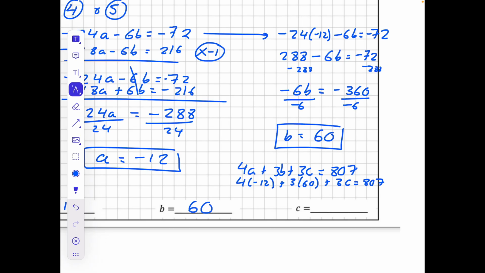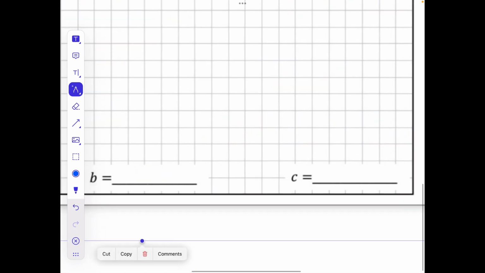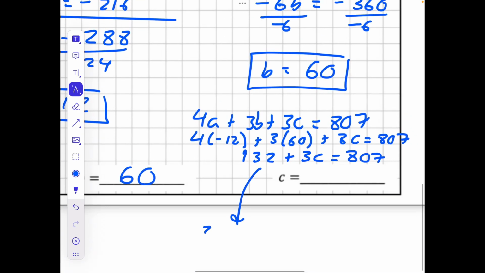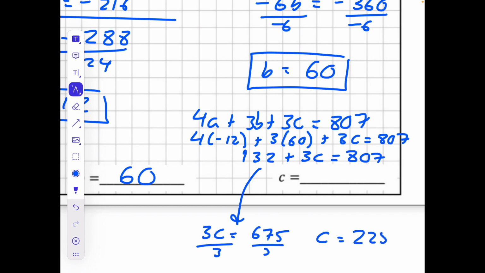So 4 multiplied by minus 12 plus 3 by 60 gives me 132. Plus 3c is equal to 807. So I just have to move down here just to get an extra bit of space. So 3c: minus 132 from 807 is going to give me 675. Divide both sides by 3. c is equal to 225.